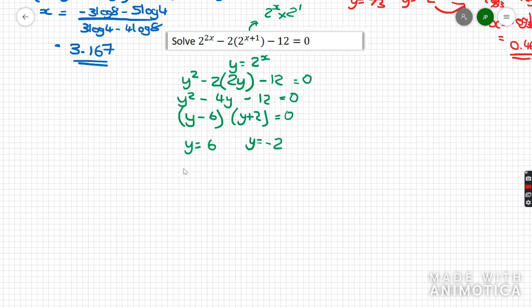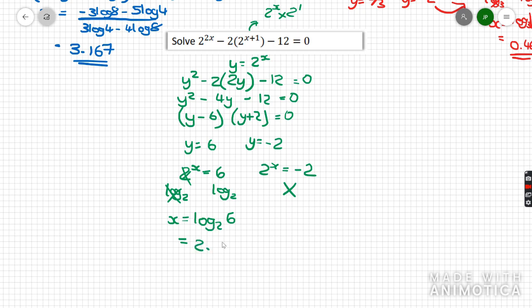I'm actually after x. So we'll have 2 to the x equals 6, 2 to the x equals minus 2. Hopefully we're getting used to now spotting this will never be able to happen. 2 to the x equals minus 2 is not possible, so that's not going to give me any solutions. This side, inverse of 2 to the power of something is to do log base 2 of both sides to counteract the 2. So x is going to equal log base 2 of 6, which is going to be 2.58.